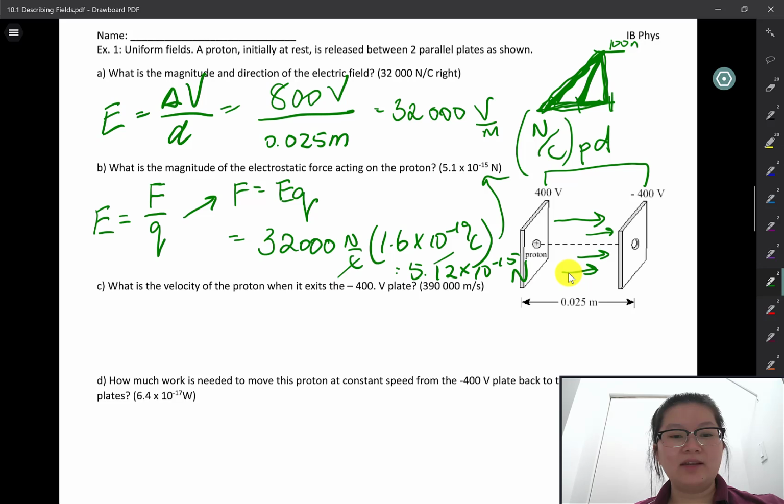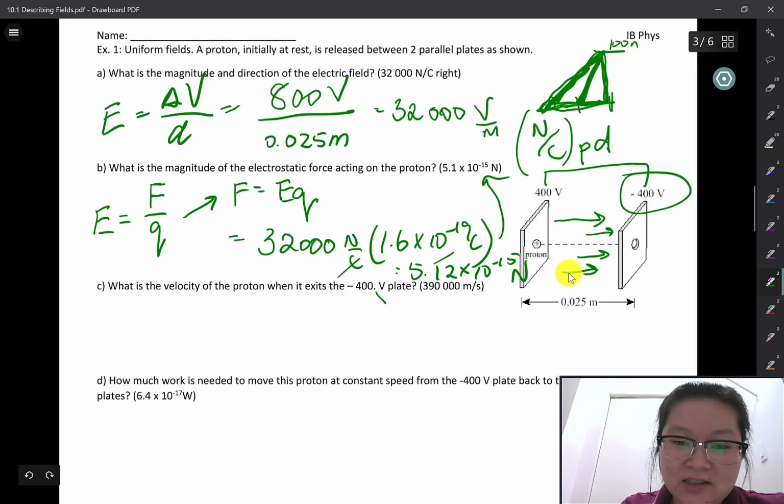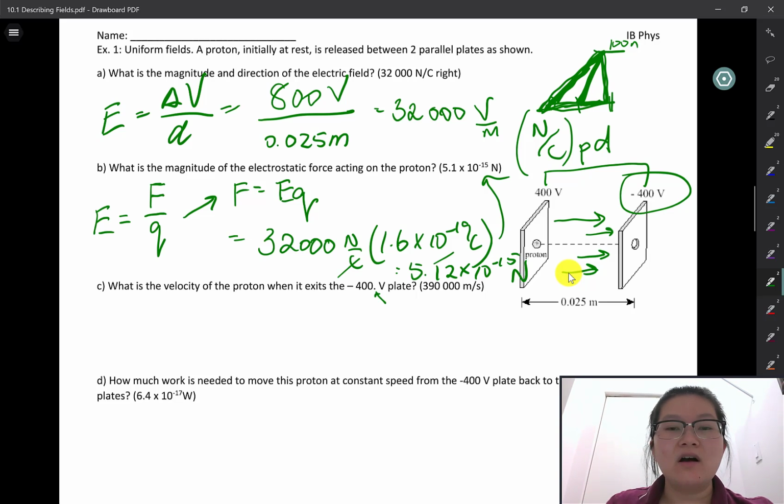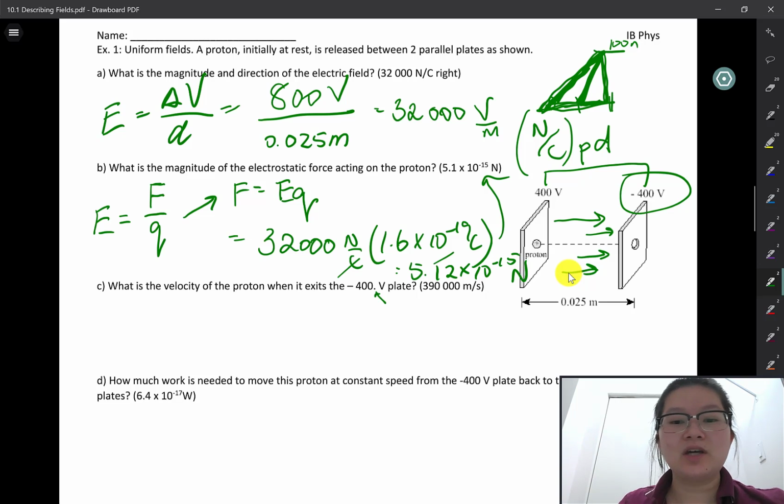C, what is the velocity of the proton when it exits the other plate? So it's going to be exiting this other plate, and this notation here looks really funny, but all of what that means is it's trying to say there are 3 significant figures there. The 2 zeros are significant digits.